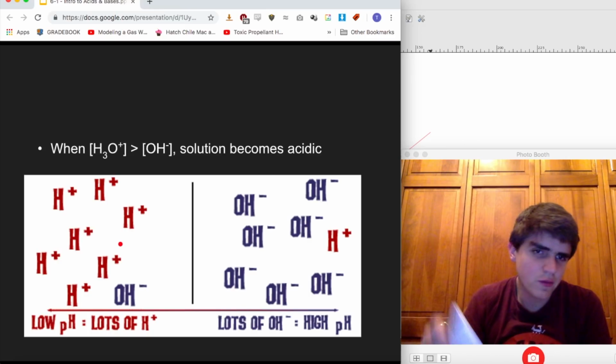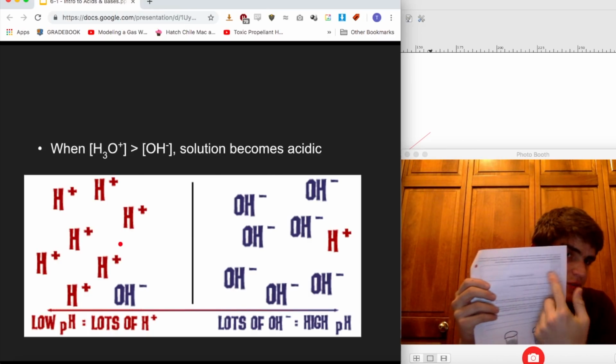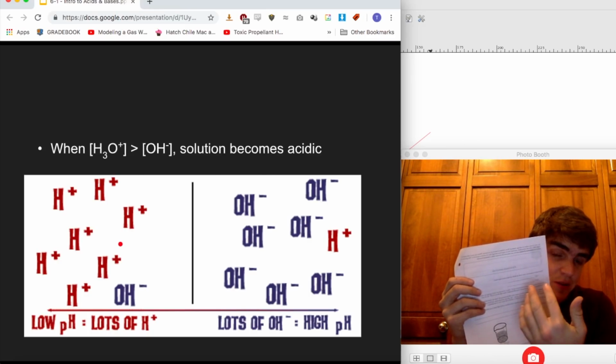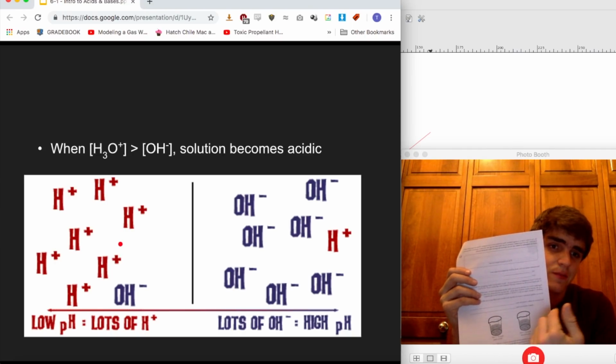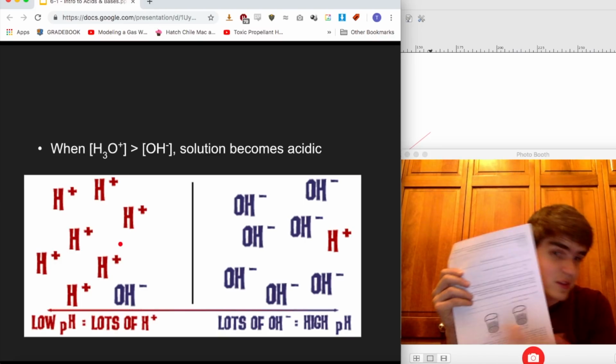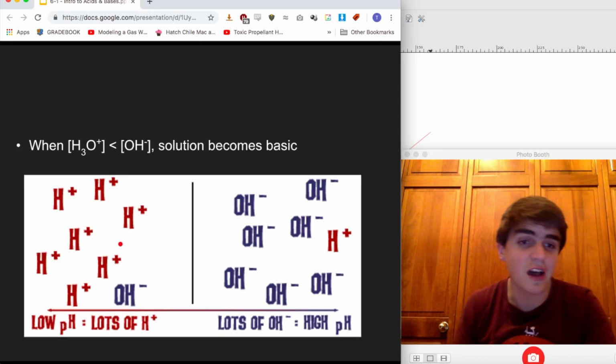So again, we're on this page. Water reacts with water to make H3O+ and OH-. H3O+ is called hydronium and OH- is called hydroxide. And if the hydroxide is winning, I've got a base. And if the hydronium is winning, I've got an acid. It's easy enough.